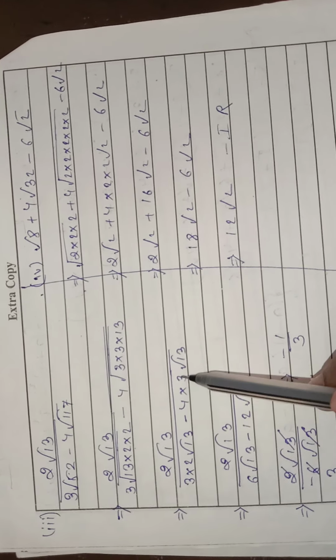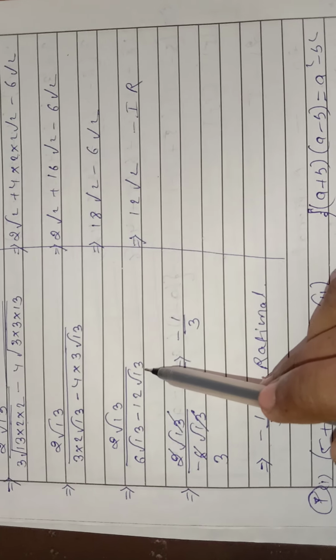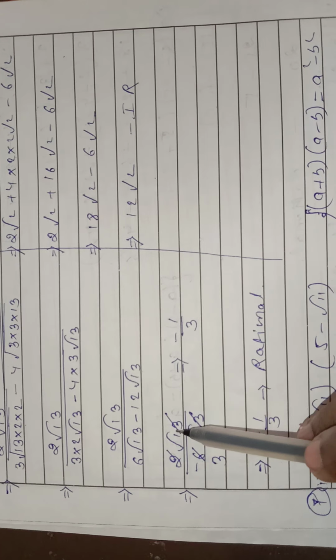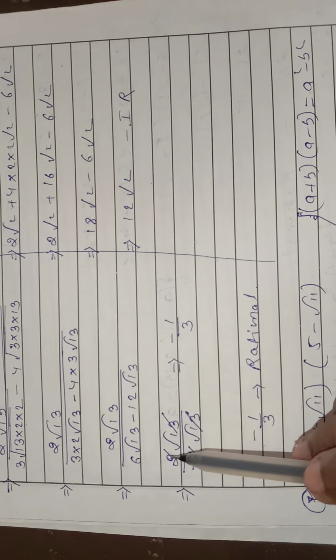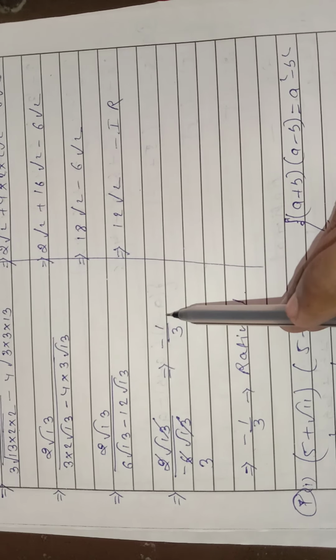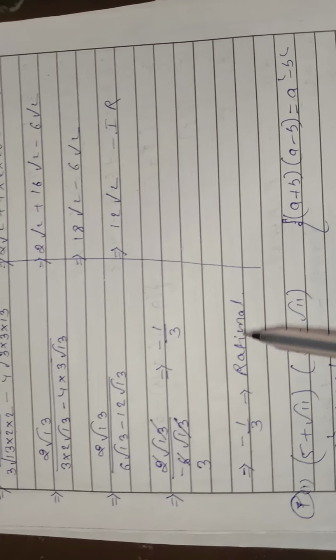3 2s are 6, 4 3s are 12. As we know, if both the numbers are the same, we can subtract. 12 minus 6, that is 6 root 13, so we can cancel. So at last I got minus 1 by 3. Root is not available, that means we can tell that this is a rational number.